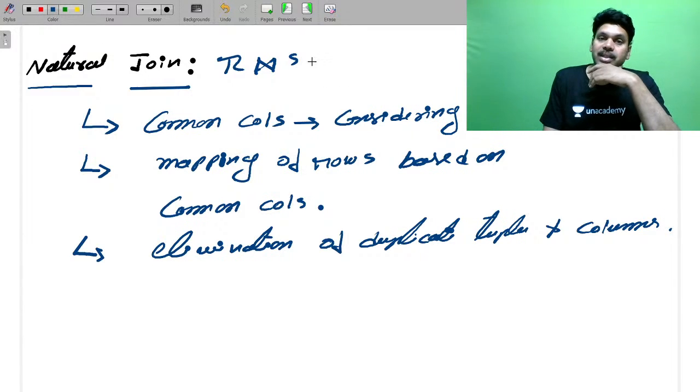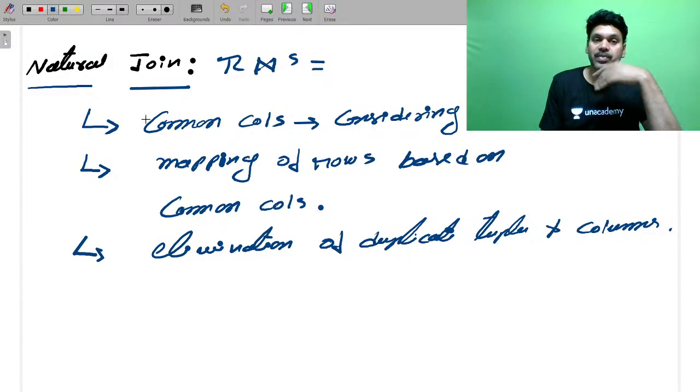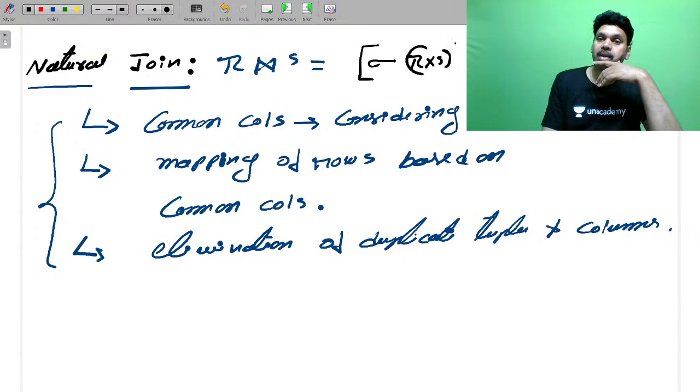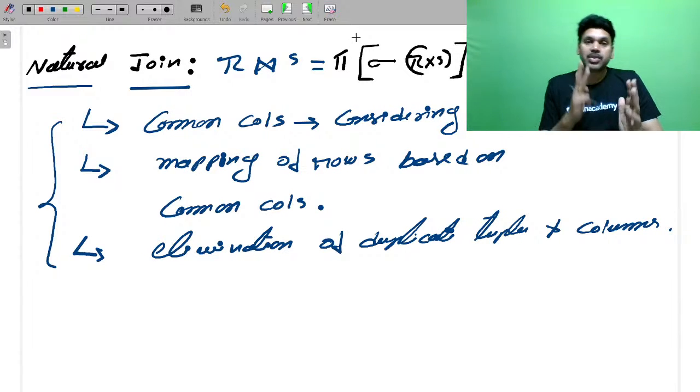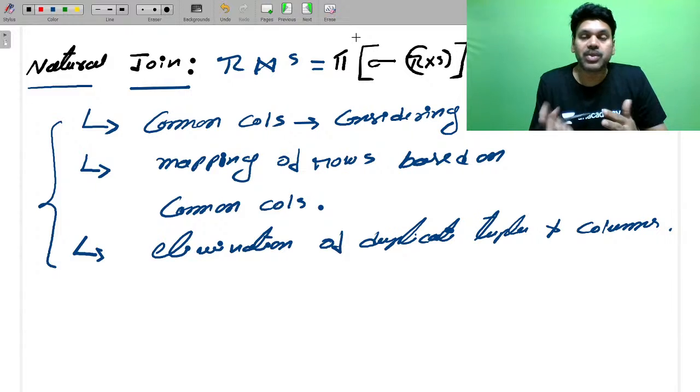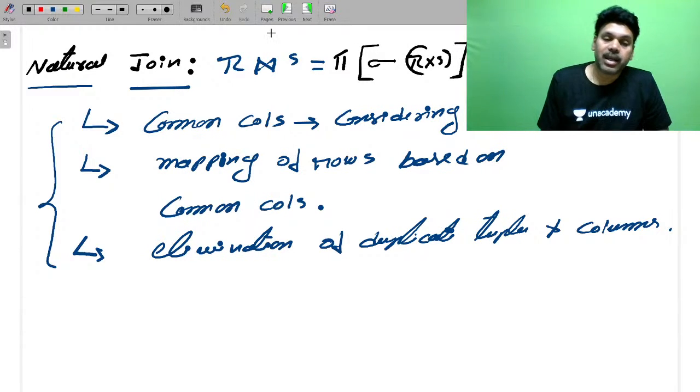Finally, I can write R natural join S using three principles. First principle, you need to do R cross S. Second principle, mapping. Third principle, elimination of duplication. So your natural join has three steps. I am also going to do three steps in the example. Let us see what the advantage of the natural join is.